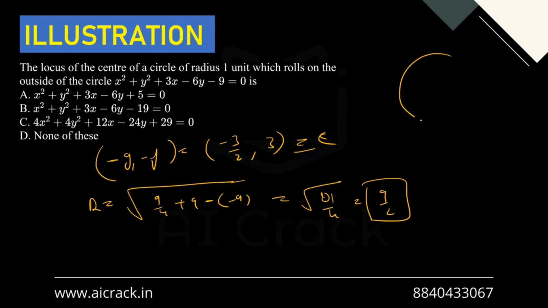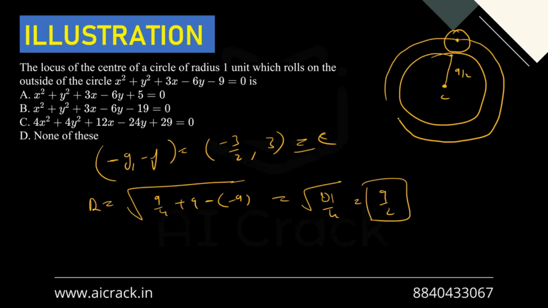Now the given condition is we have this center C and this radius 9 by 2, and there is a circle of radius 1 unit. So this is the circle of radius 1 unit and it is rolling on the circumference of this circle. Okay. So basically we have to find the locus of the center of the circle. So this is nothing but another circle because it's rolling on this particular circle with an additional distance of 1 unit. So this radius would be 9 by 2 plus 1. That is 11 by 2, right?